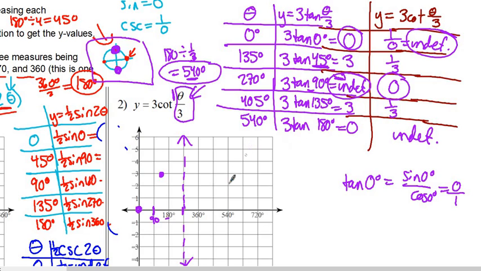Okay, so let's graph 405. So this is 360. That's going to be 450, so 405 is in between those two, and that's going to put us up at 3 again. And then at 540, we're back at 0 once again. Okay, so 540 divided by 3 would be 0.